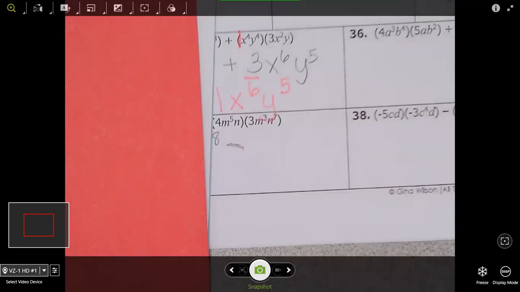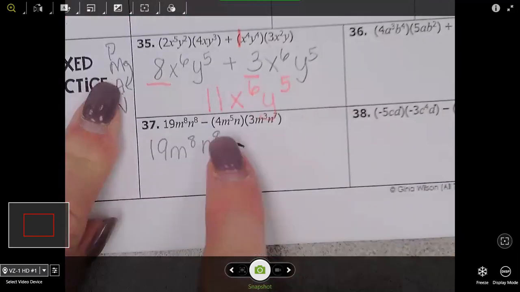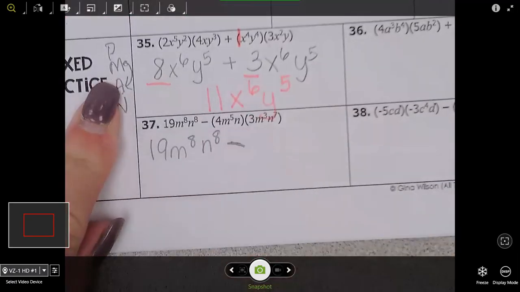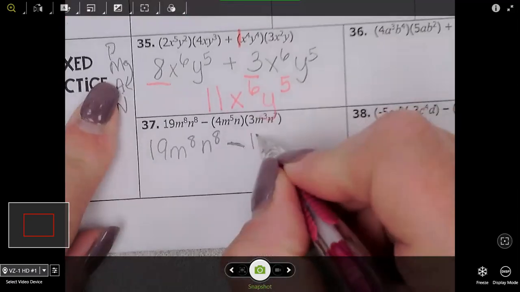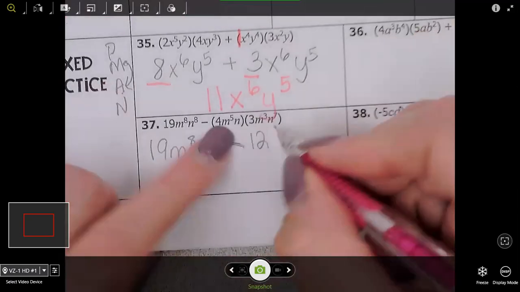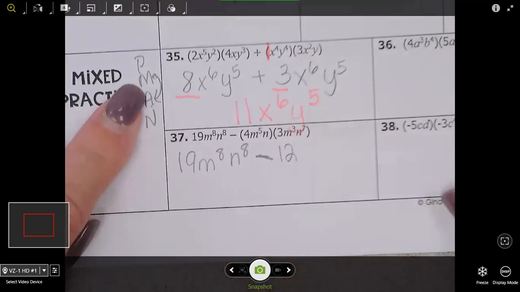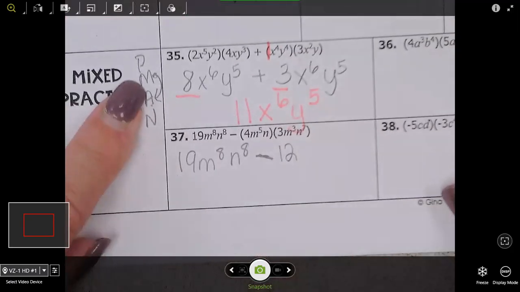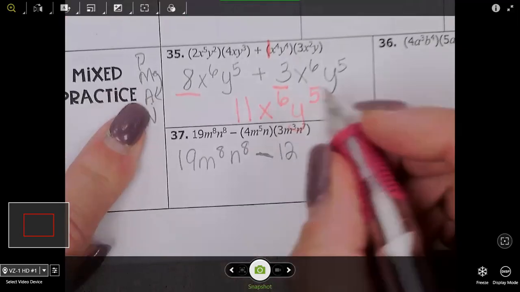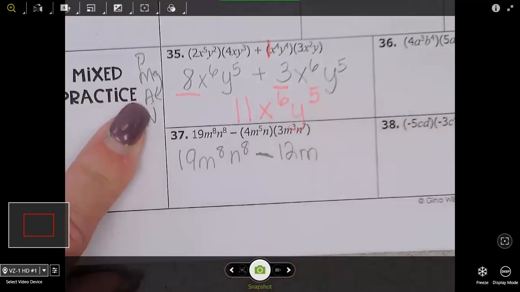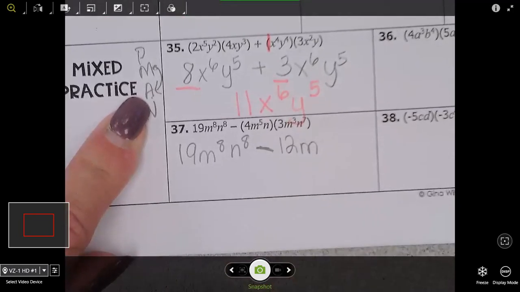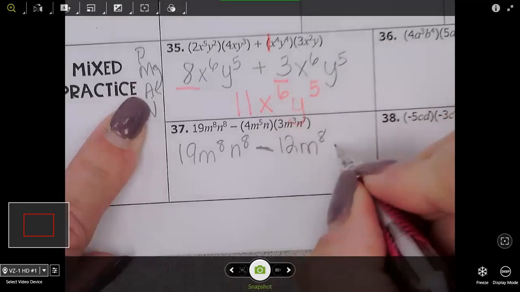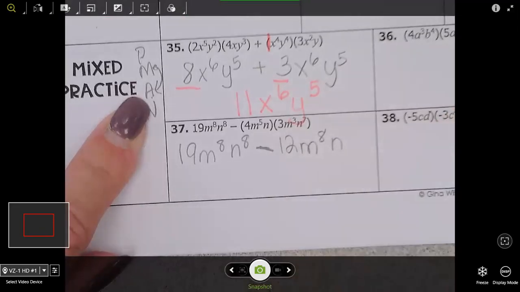Now I'm getting nervous, so I'm going to just look at P-man. I'm going to multiply the 4 times 3. What's 4 times 3? 12. Okay, and now I have M and, oh wait, I forgot. If I multiplied the 4 times 3, I'm going to add my exponents. So M is going to be to the what power? 8, good job. And N is going to be to the what? 8.